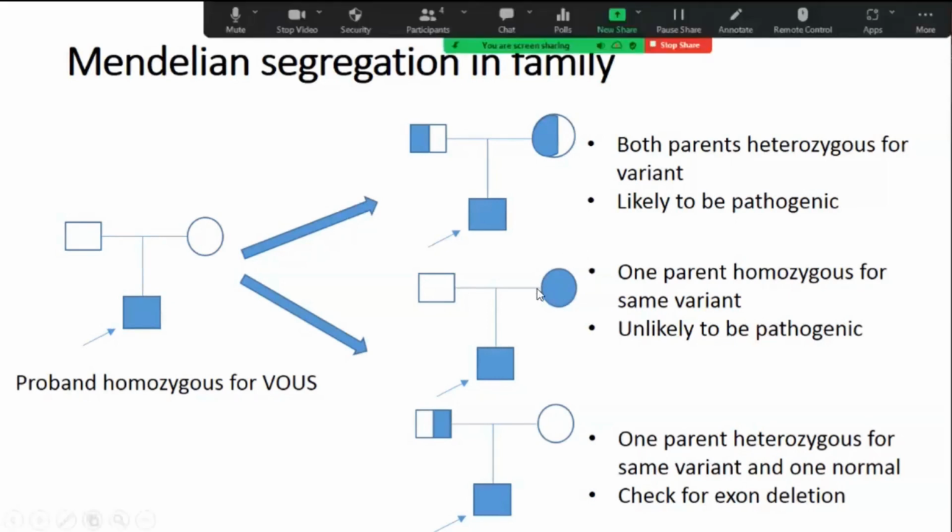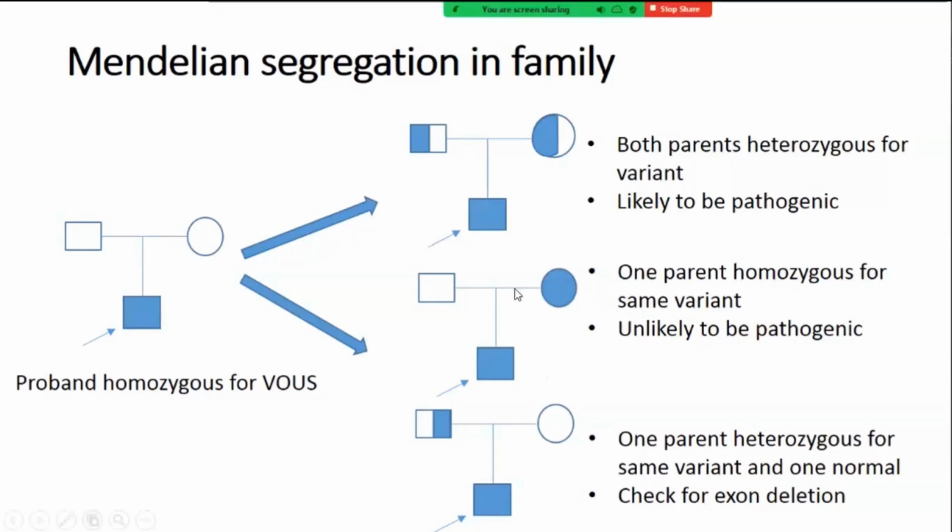This one. So, parent is homozygous, child is homozygous. Parent is not affected. Why would you feel child is affected with that disease? Incomplete penetrance typically with recessive disorders is very rare. I have not heard of any disease which is recessive and has incomplete penetrance. Okay. It is a non-disease causing variant. So, this is not disease causing.